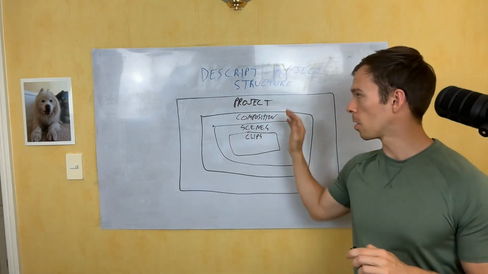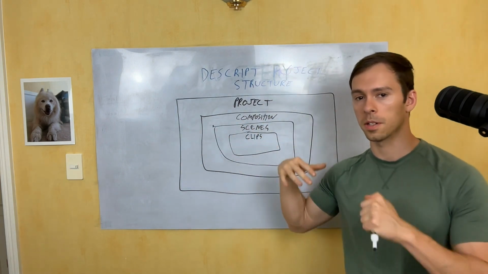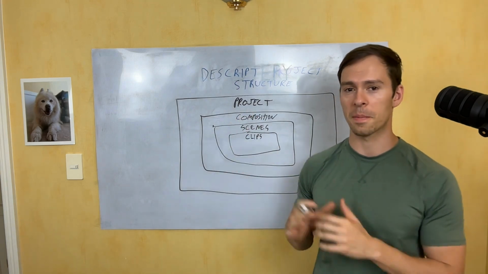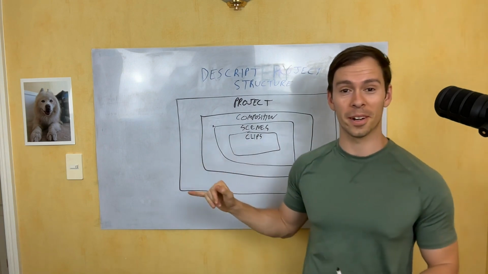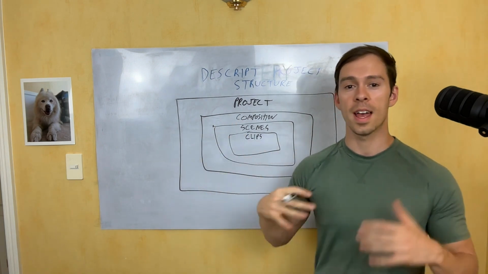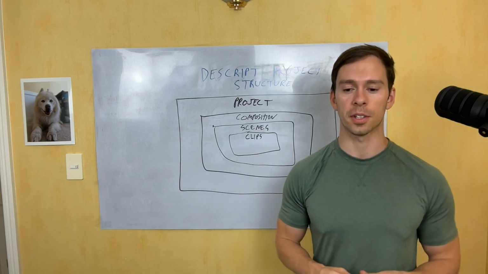Hopefully this makes sense. Hopefully this helps to make projects versus compositions versus scenes a little more clear. I'm going to refine this and try to come up with a better visual. This is my very sloppy drawing, but hopefully it at least kind of makes sense what these different things are and clears up project versus composition versus scene.